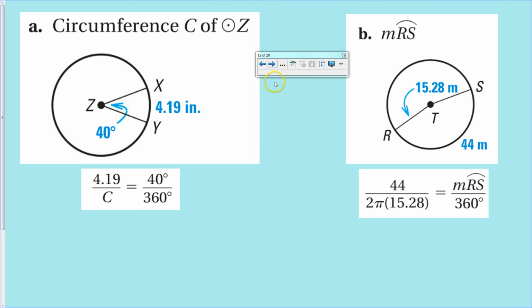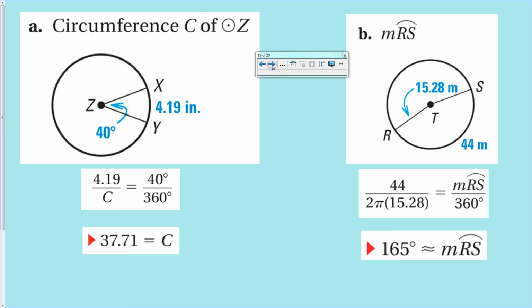If you set up the proportion equations correctly, the circumference, the whole circle to the part. They gave us the part of the circumference, the arc length measurement, and they also gave us the central angle, so 40 over 360. Solve that and you'll find the overall circumference. Over here we have a radius, so using the radius we can find the entire circumference, and we have the arc length portion right there, so the portion over the whole and then the portion over the whole. The portion here is missing. Solve that, and in this case they're rounding to 37.71 and 165 degrees.